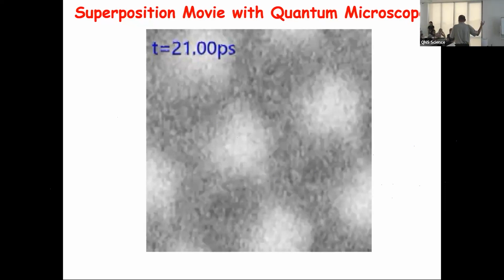So at every pixel, we measure the coherent signal, how much coherent signal there is. And then at each point, from the two-pulse variation, you'll see a change in the frequency. So this is a movie that shows different points at different frequencies, and they have the symmetry of the substrate.